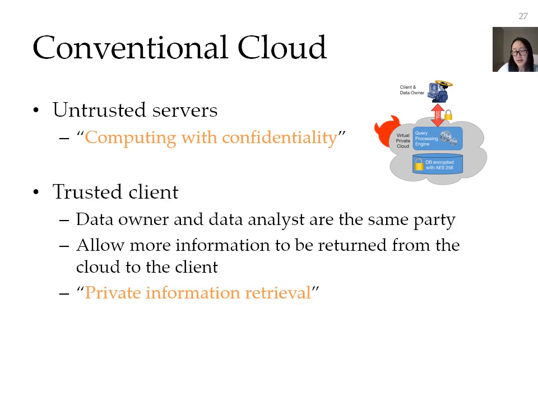However, the key difference is that the client is trusted. It is the same party who owns the data and who queries the data. Hence, more information is allowed to be returned to the client. For instance, if the query is to retrieve all records generated by Xi, to prevent the server from knowing that Xi's records are retrieved, we can return all the records in the database back to the client. This leads to a weaker privacy guarantee than computing with confidentiality, known as private information retrieval.